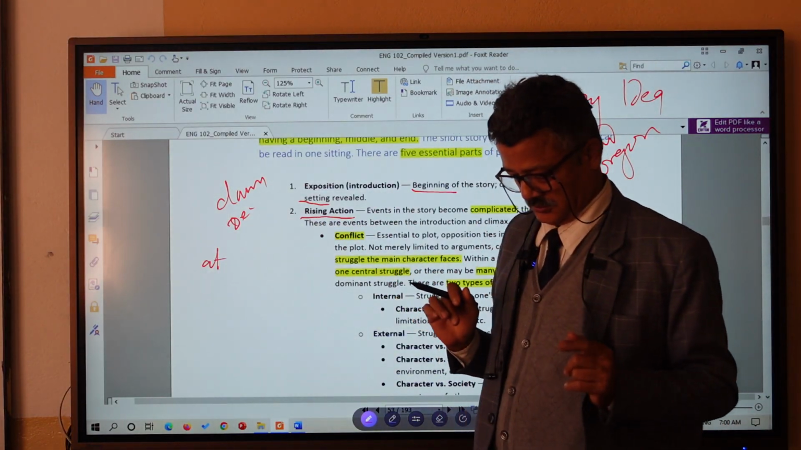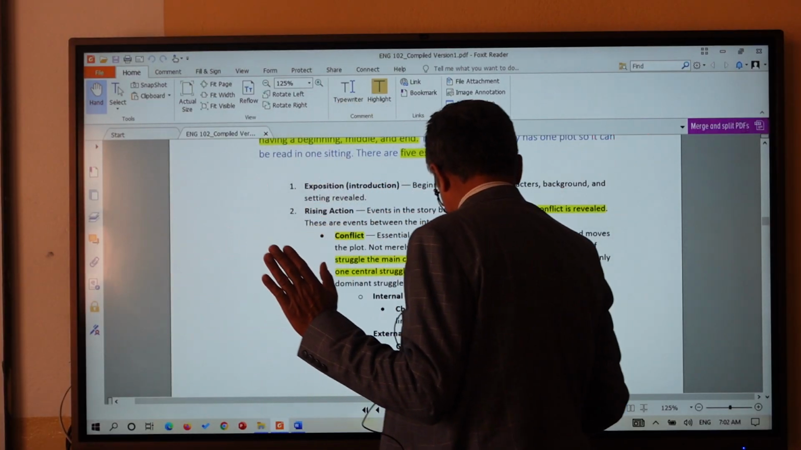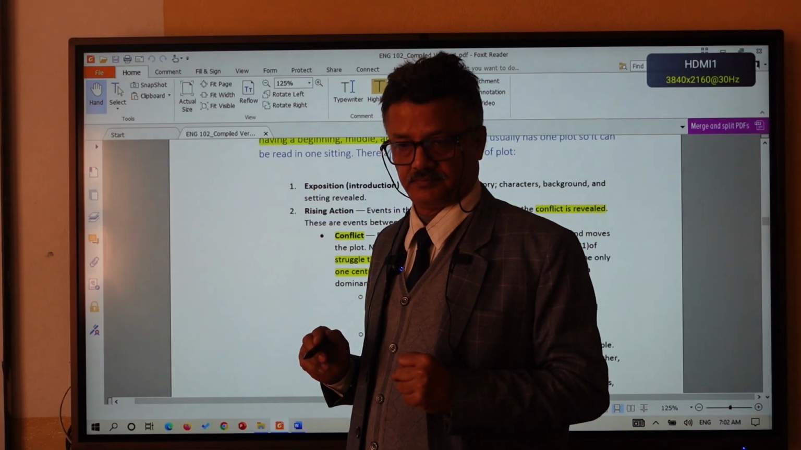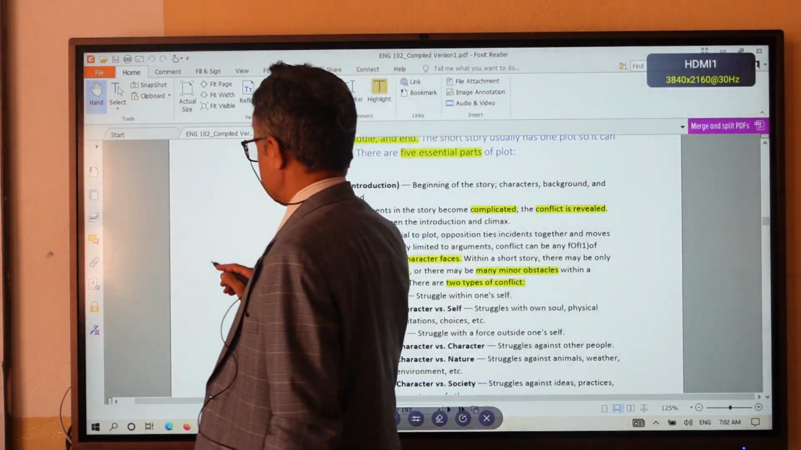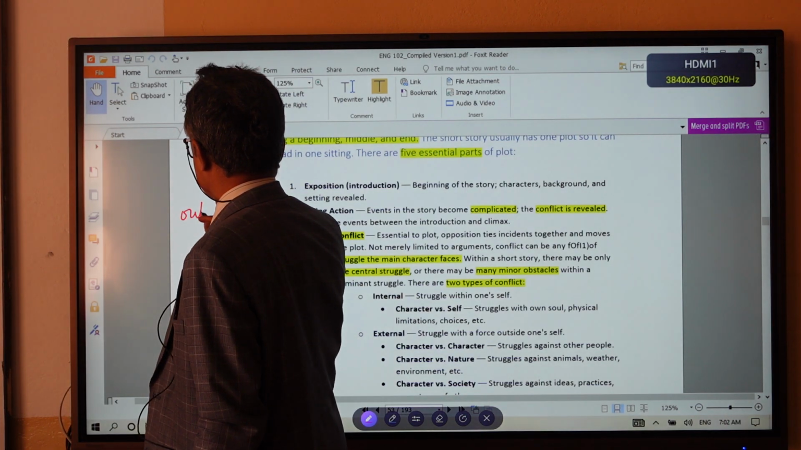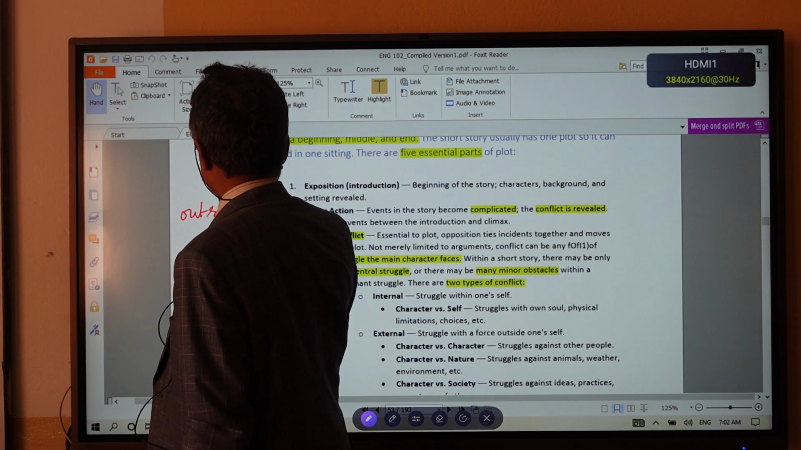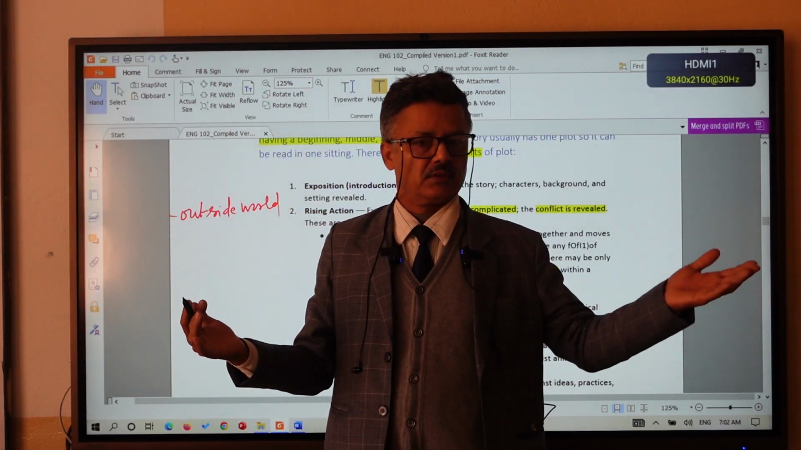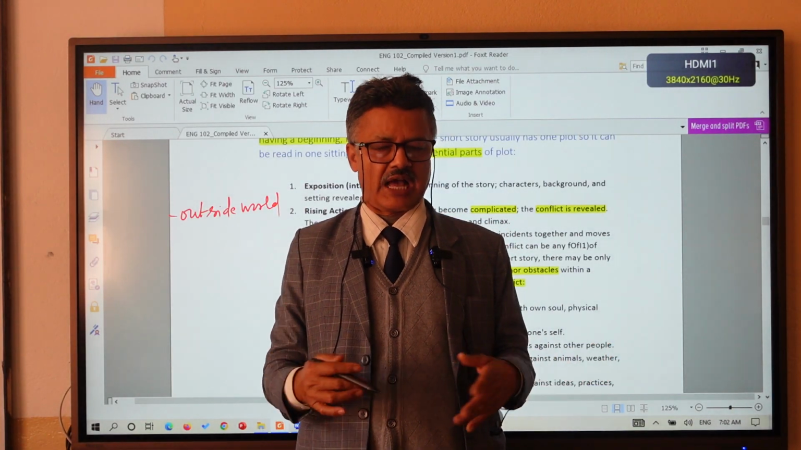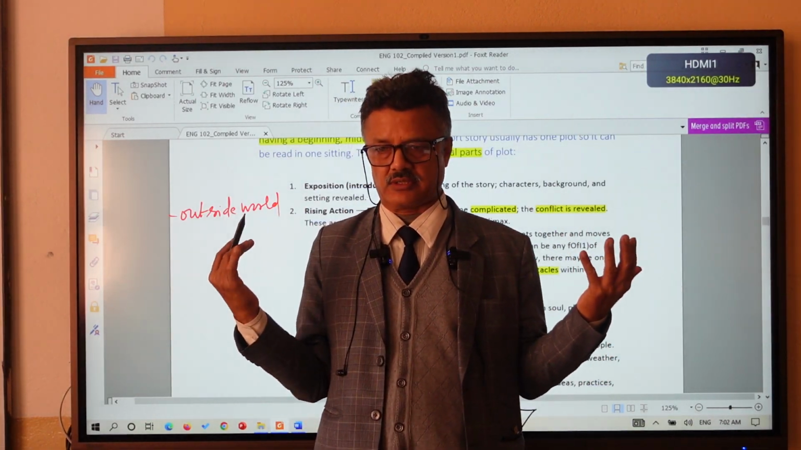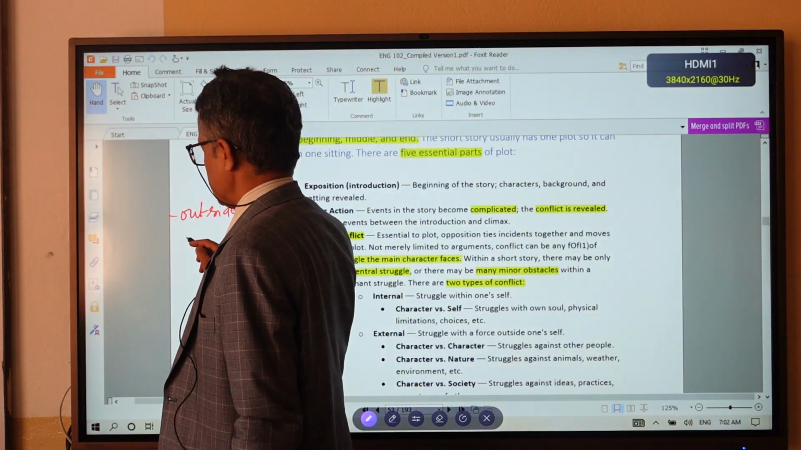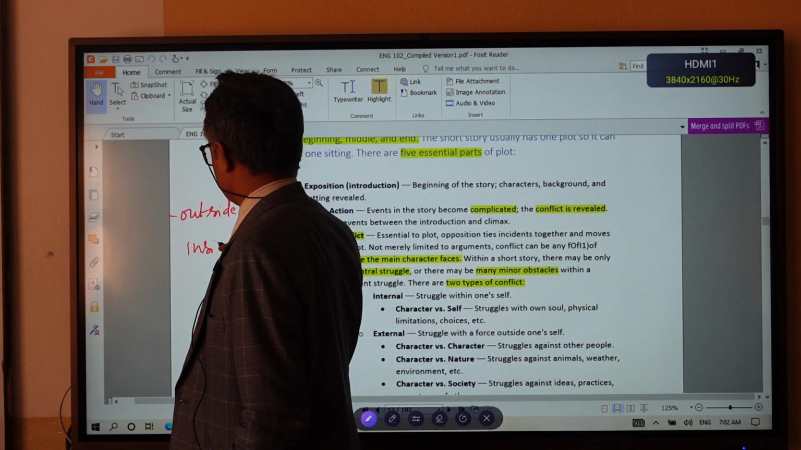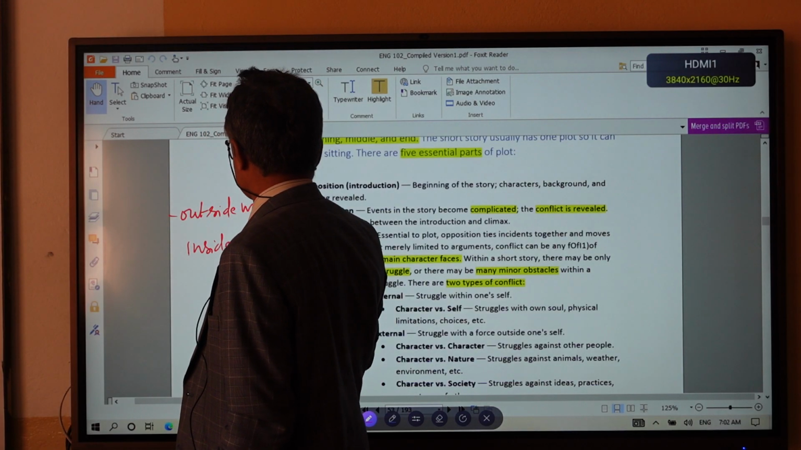Then, rising action. Understand that actions may take place in two ways. One, actions may take place in the outside world. I'm coming and something happens to me. Outside world actions. Second, actions also may take place inside a character's mind.